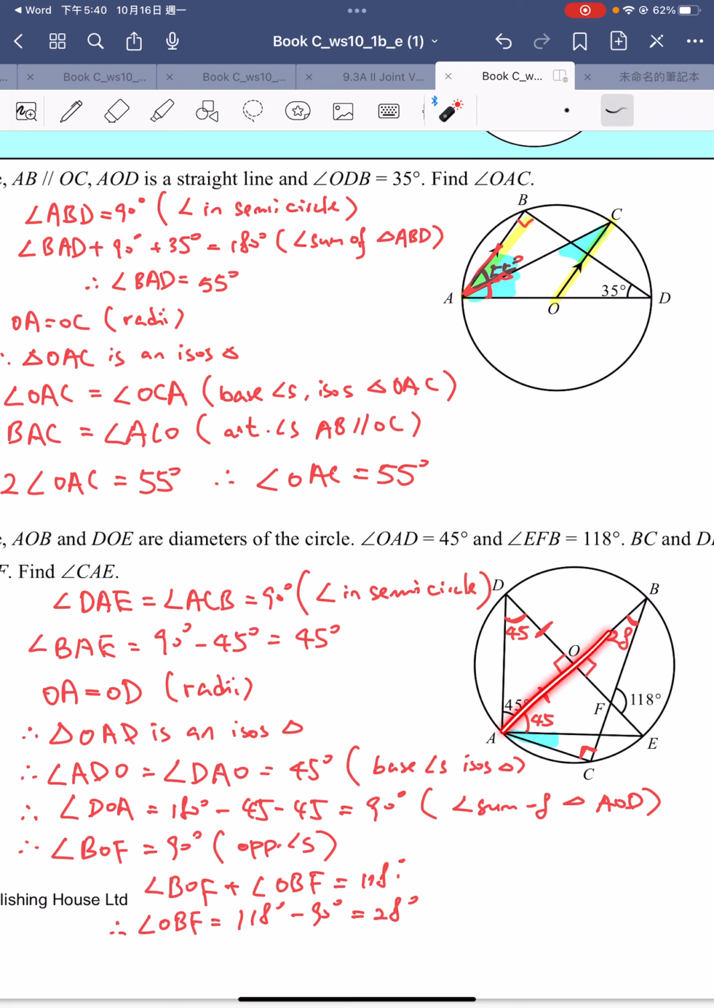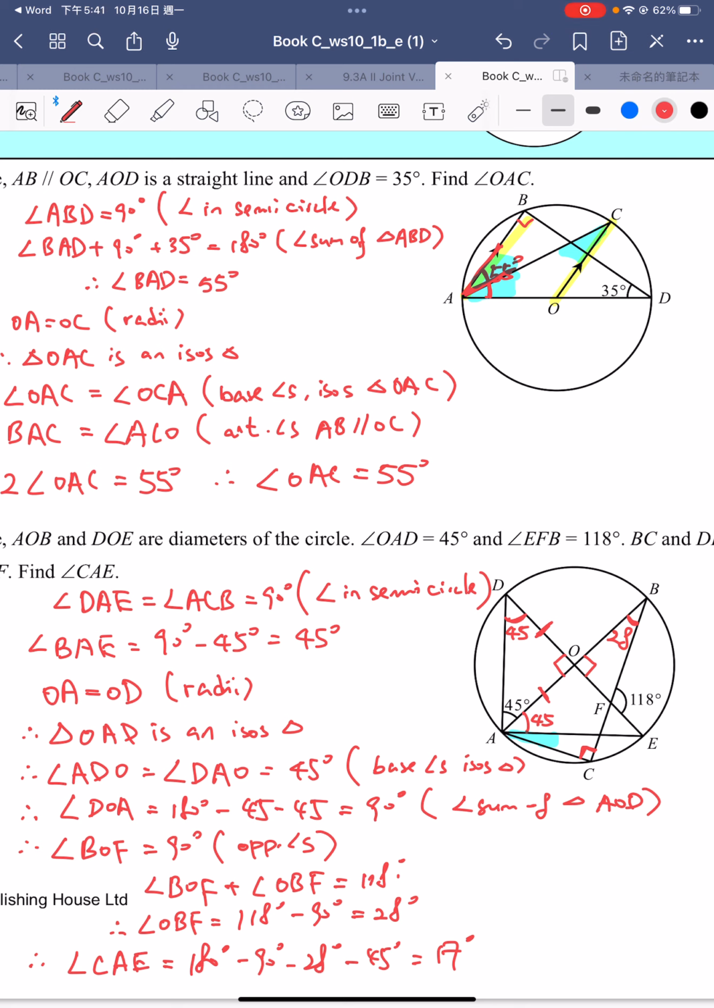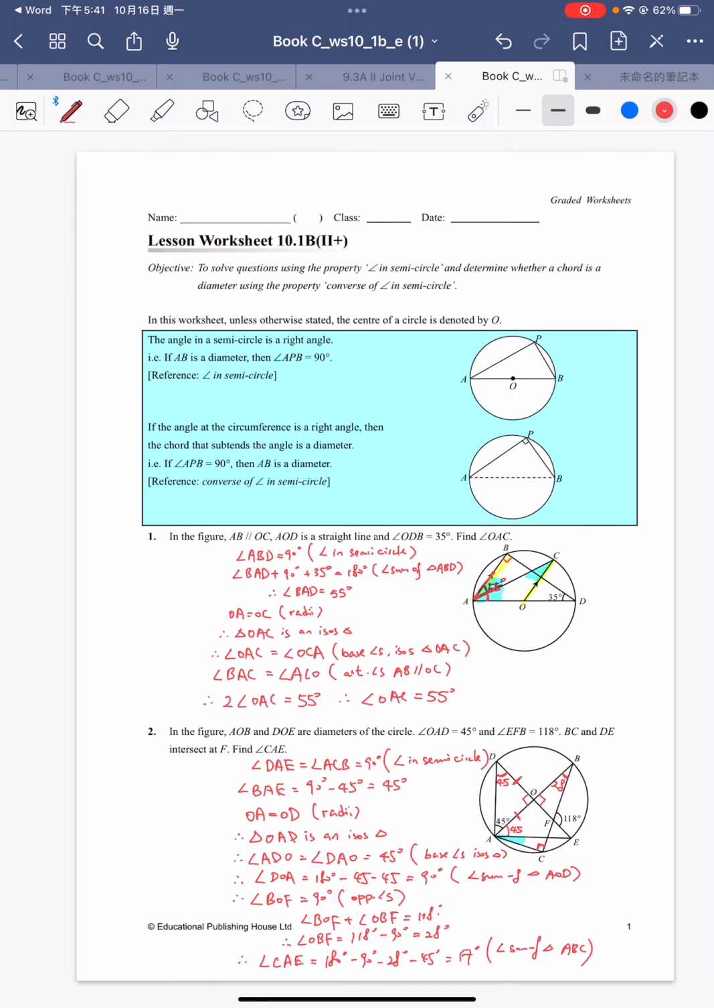So the last step, we're looking at the triangle ABC. We got this is 28, this is 90, this is 45. Then using the angle sum of triangle, you can find out the remaining angle. So we have the angle CAE, the required angle, is going to be equal to 180 minus 90 minus 28 minus 45 degrees. And it's actually giving you 17 degrees. So congratulations if you got 17. So that is our required angle CAE. The reason for that is the angle sum of triangle ABC. So that's for question 2.